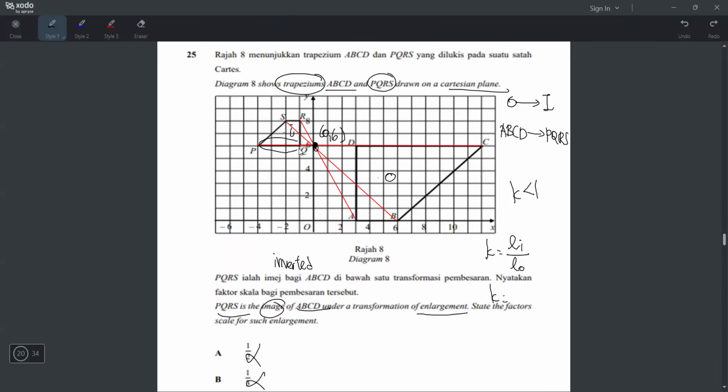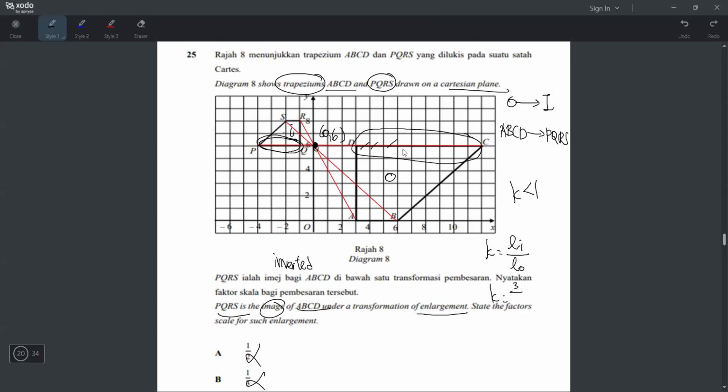Okay, let's say I choose this side PQ. So PQ is how many units? 3 units. So that is the length of the image. I have to divide by the length of the object. But if you choose PQ, then you have to choose AD for your object. Wait, correct ah? No, no. If you choose PQ, then you have to take DC for your object, because you have to take corresponding sides. So DC will be your corresponding, because PQ's partner is DC. So you have to divide with this.